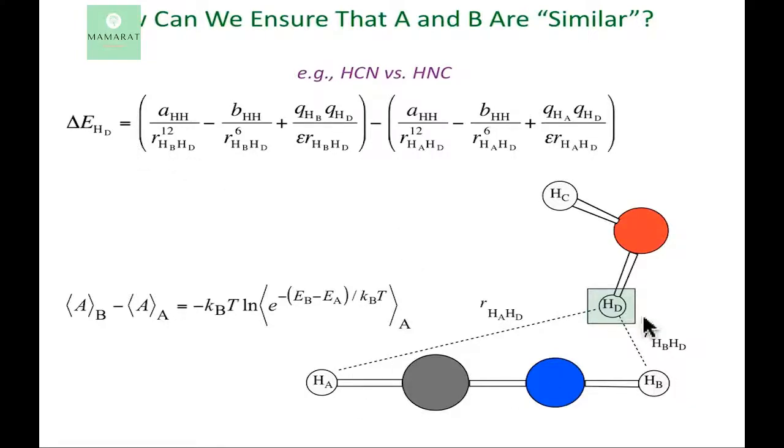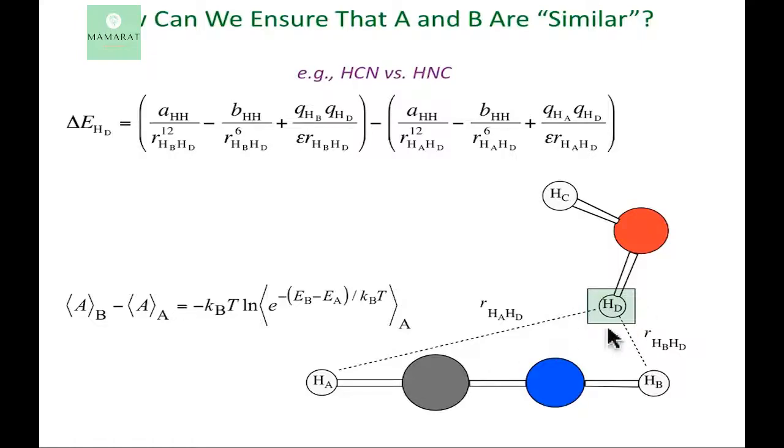And so, for instance, if I just think about the interaction with hydrogen atom D, I'm going to take a Lennard-Jones 6-12 interaction, so negative for the 6 and positive for the 12, and it's got an HH set of parameters, and I'm going to use the distance between H_B and H_D. So that's a term that I'm adding, and I'm subtracting out the term where I'm interacting with H_A. So that would be the difference associated with this atom going to this atom.